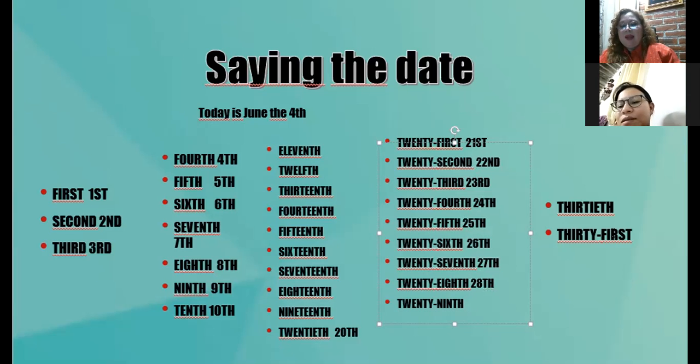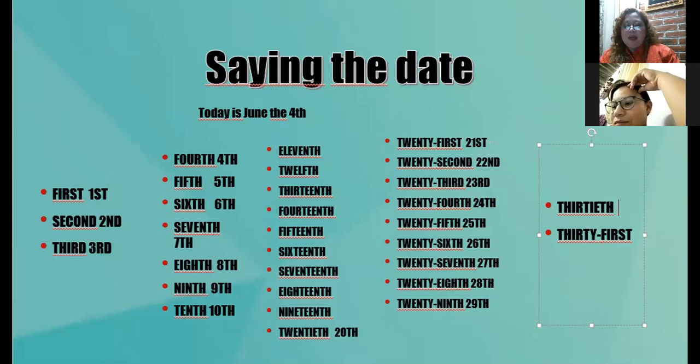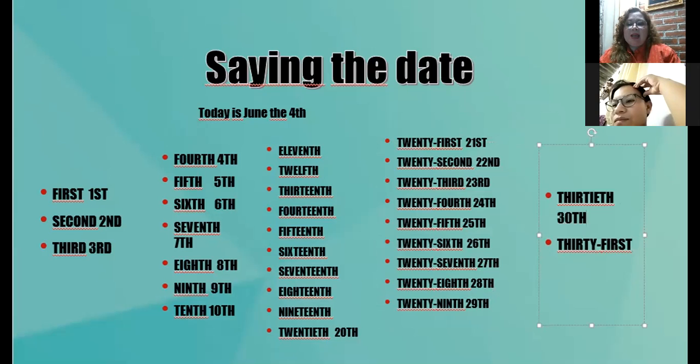29. Excellent. And we get to the? 30th. If this is 20th, then this is 30th, okay? We write the 30 and th at the end, so it will be 30th. Now, the month only has 30 or 31 days, so we just see the 31st, okay? 31st in the dates.